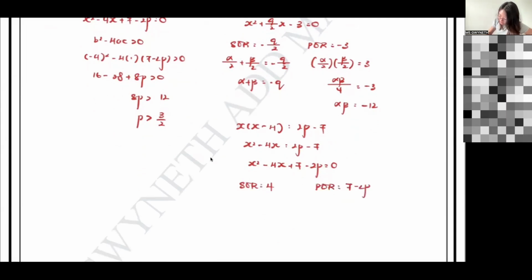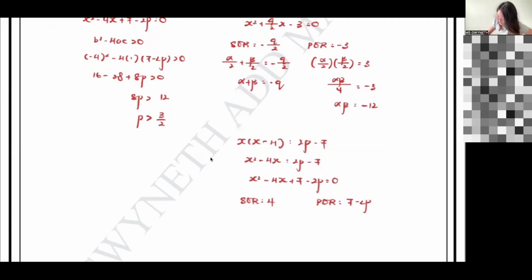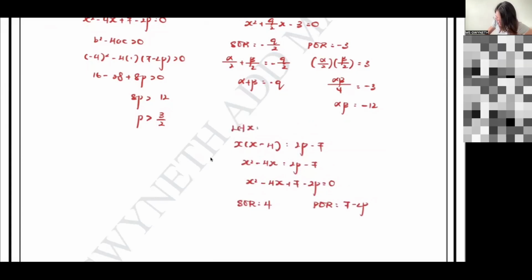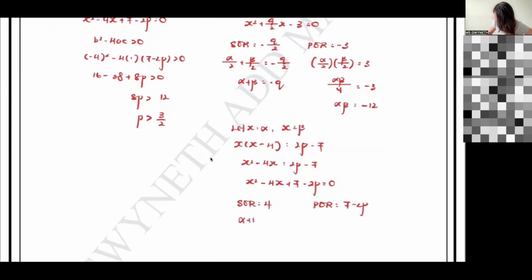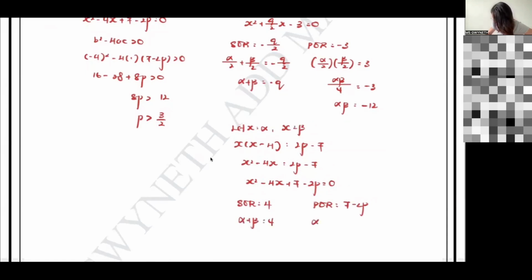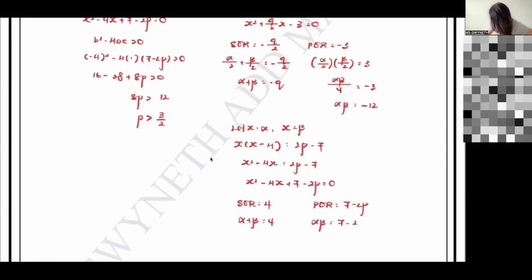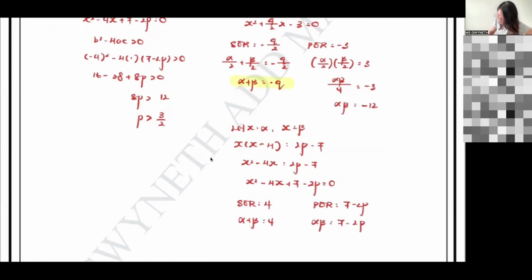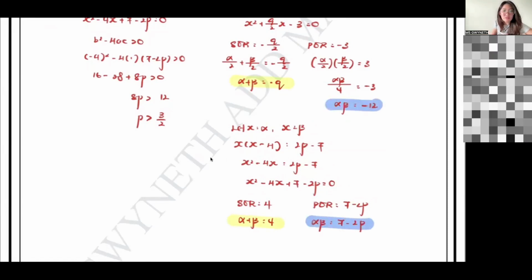Okay. Over here, in this quadratic equation, the roots are alpha and beta. So here, alpha plus beta equals to 4. Alpha times beta is 7 minus 2p. So these two substitute each other.